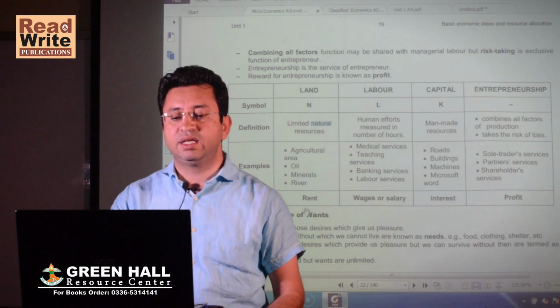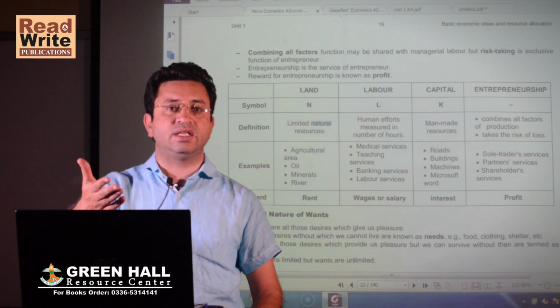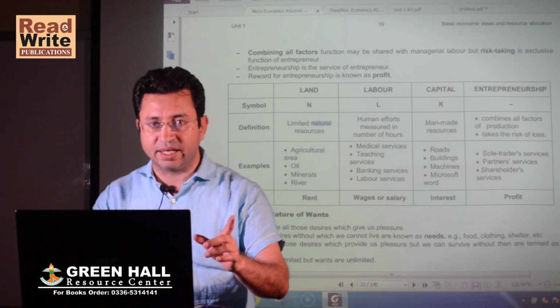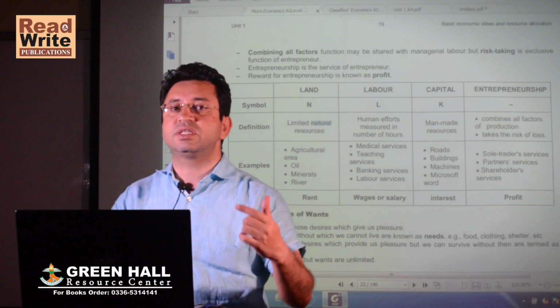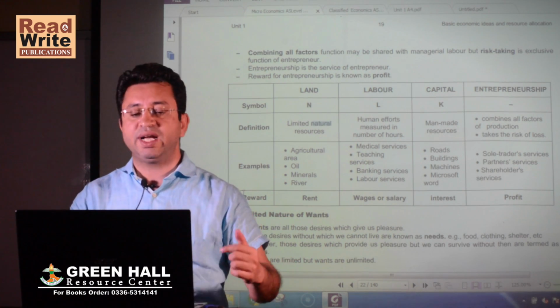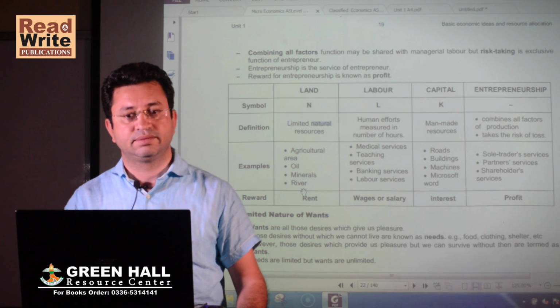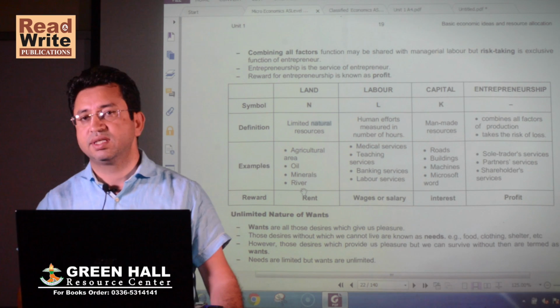And the reward for land, reward meaning here that if we lend our land to someone else for use only, we're not selling it, we're not transferring it, we are just giving it to someone else for use only. In reward, we will be getting some payment, and that payment is termed as rent. The second resource is labor.